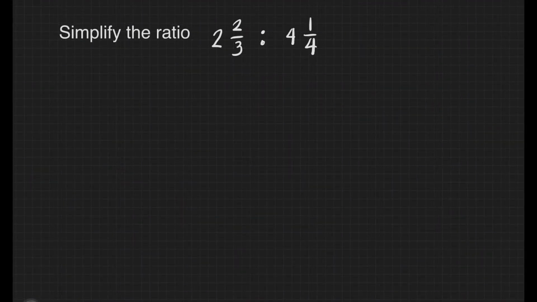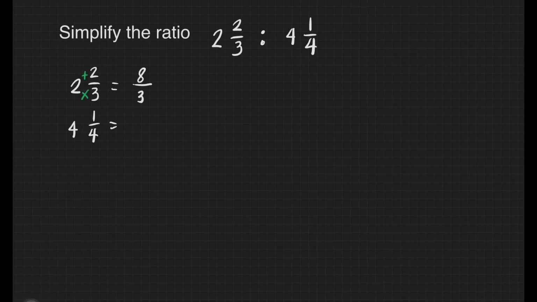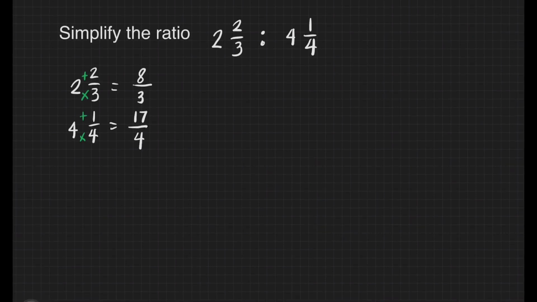We have another question. Simplify the ratio 2 2/3 is to 4 1/4. The first step that we have to do is to convert this mixed fraction to improper fraction. Let us now convert. 2 times 3 is equal to 6 plus 2 is equal to 8. Then copy 3 times 4. For the next fraction, 4 times 4 is 16 plus 1 is equal to 17. Then copy 4.